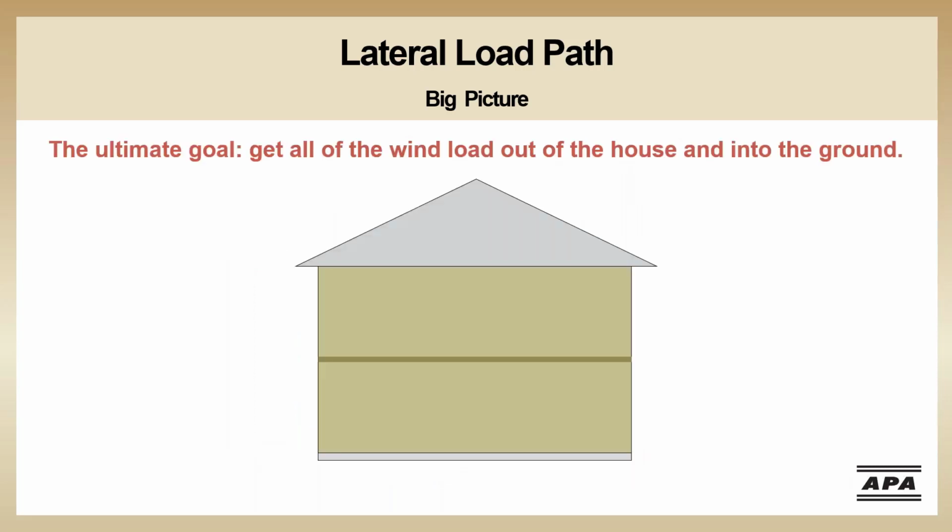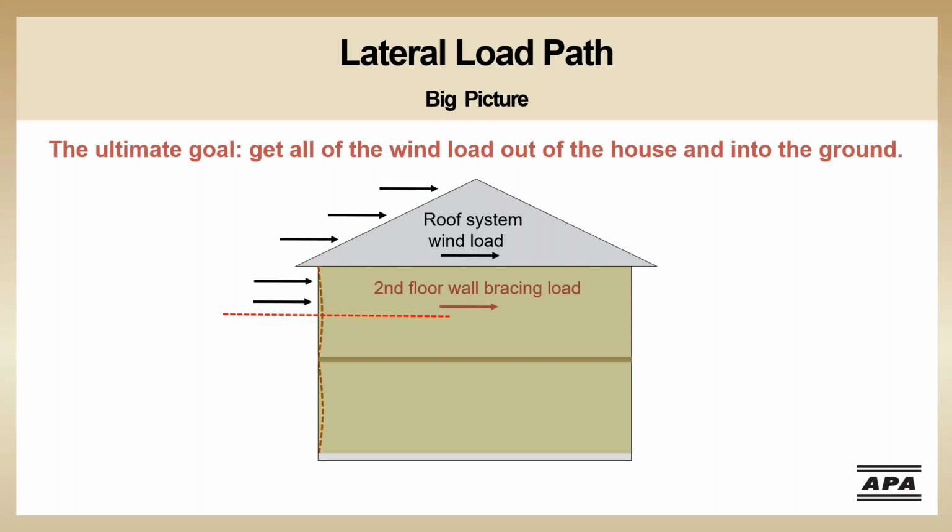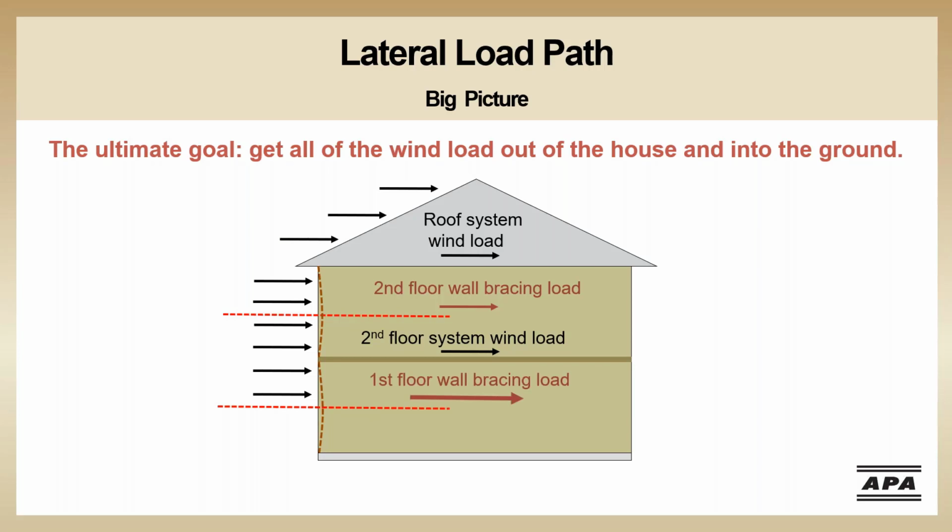Now let's go back to the elevation view to see what happens next. The wind load in the roof system that has now been moved over into the sidewalls is picked up by the second floor wall bracing and moved down to the second floor. At that point, it meets up with the wind load from the second floor system. The roof system wind load and the second floor system wind load combine and are picked up by the first floor wall bracing, which moves the loads down to the first floor.